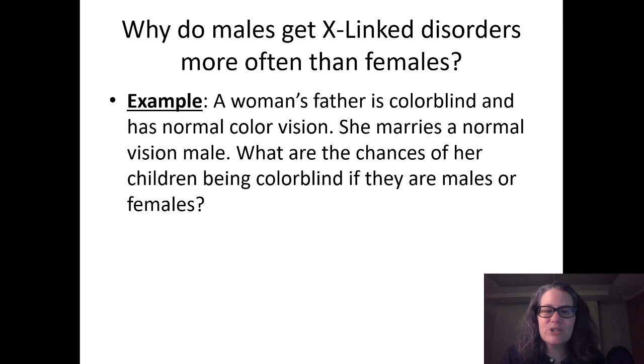All right, why do males get X-linked disorders more often than females? I want to show you how this happens with a Punnett square. So a woman's father is colorblind, but she has normal color vision. She marries a normal vision male. What are the chances of her children being colorblind if they are males and females? So let's take a look at this really quick and look at how this happens.